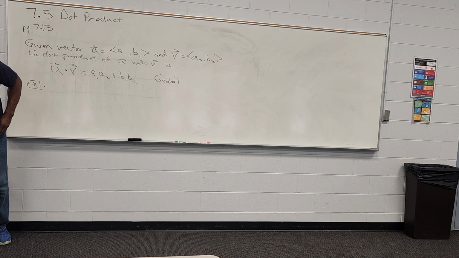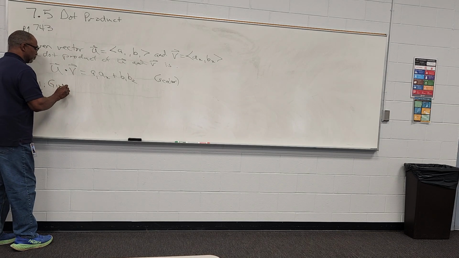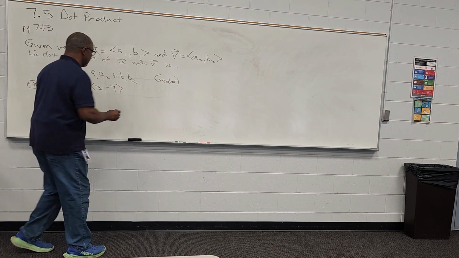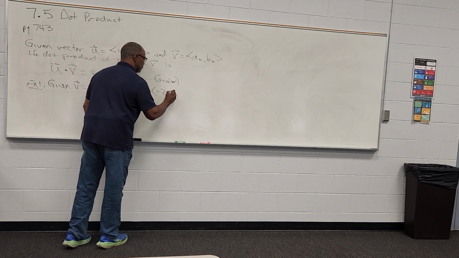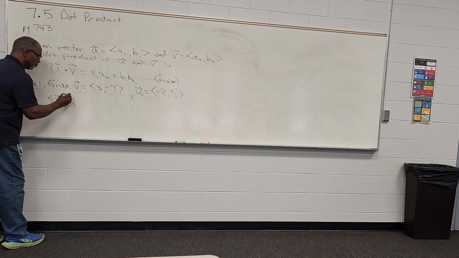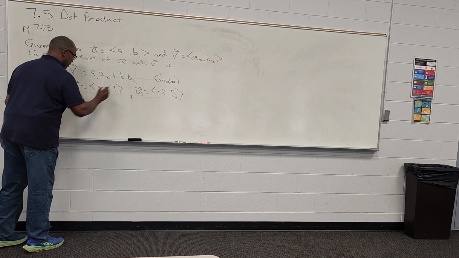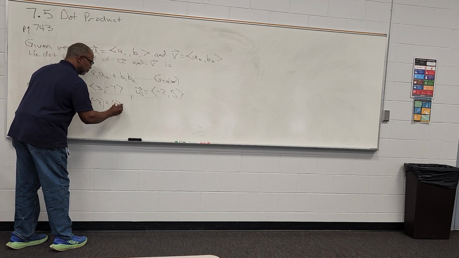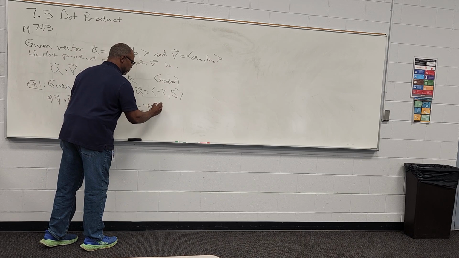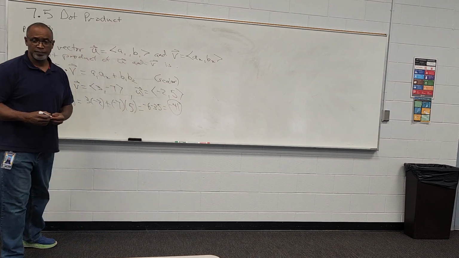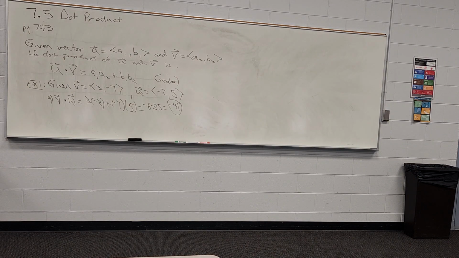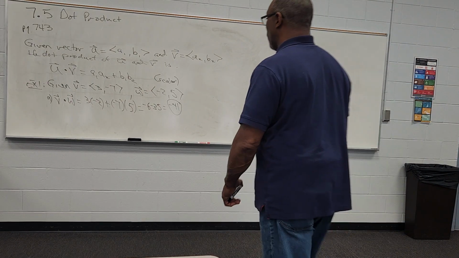Example one. They say, given vector v is 3, -7. They say vector w is -2, 5. They want us to find v dot w. Well, again, I just multiply corresponding coordinates. 3 times -2 plus -7 times 5. 3 times -2 is -6. -7 times 5 is -35. So I get -41. So the result of the dot product of vectors v and w gives me -41. So again, when I take the dot product, I wind up with a number.